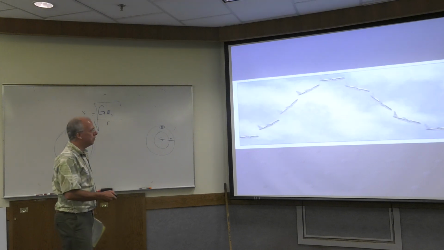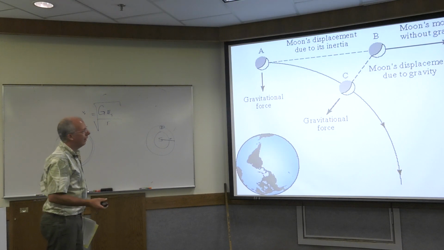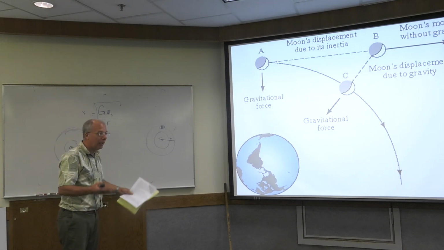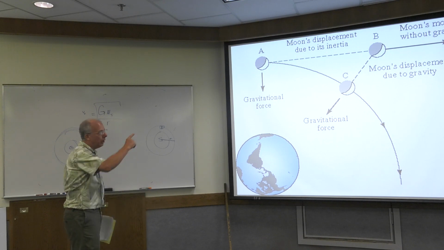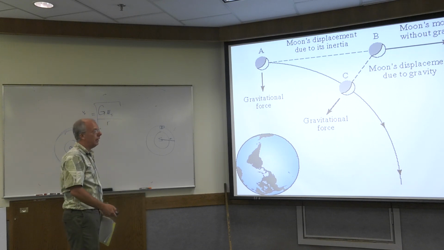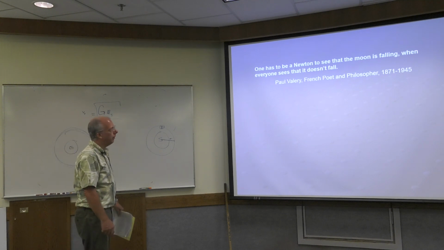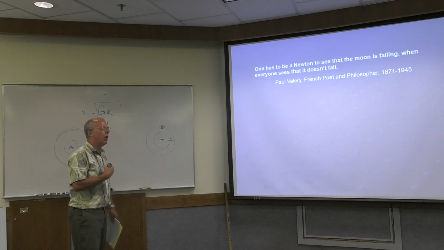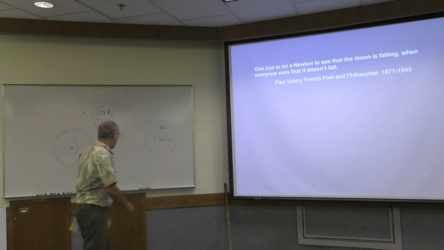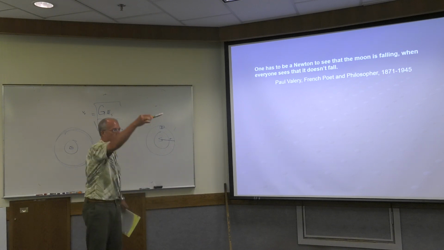So this goes back to this slide. The moon is falling, correct? It is falling toward Earth, but it orbits Earth because it has the right speed. Right? So somebody had to be a genius like Newton to figure out that the moon is falling, when to us it doesn't appear to be falling. Because when we think of something falling, we think of something like this, right?